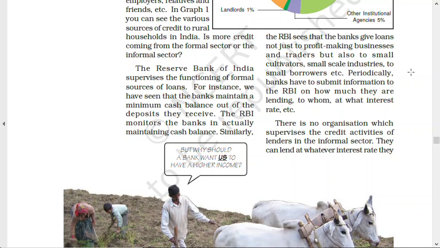So where does the loan come from? These loans come from the banks. And if you have a flourishing business, banks will line up to give you a loan. But what about the small scale industries? Are they not businesses? They are also businesses, right? They also need to flourish.